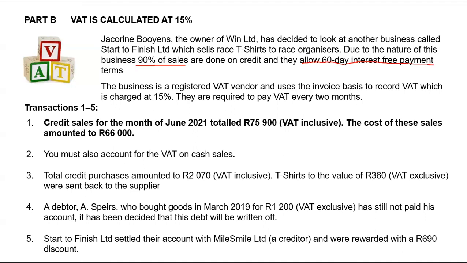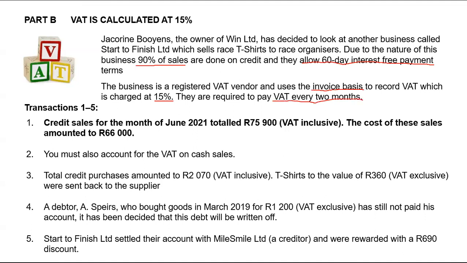So we sell them goods now, but we only get money after 60 days. Now, the business is a registered vendor and they use the invoice basis. So when we sell goods, that's when we record the VAT. We don't record VAT when we receive money from debtors because we allow them 60 days. And we know that VAT is charged at 15%. They're required to pay VAT every 2 months.